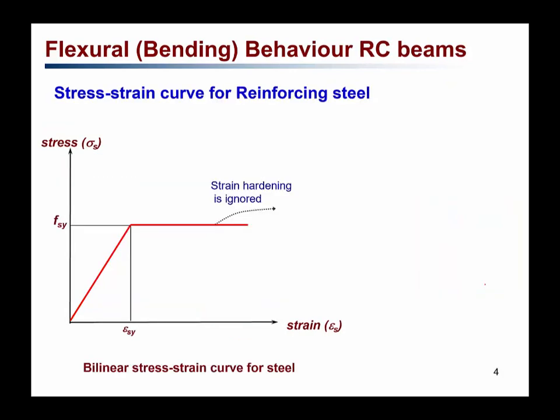Now, if we look into the stress-strain curve for steel, we know that it will be bilinear as shown here. Here we are ignoring the strain hardening part because we do not know exactly where the strain hardening starts, and we cannot rely on the strength gain due to strain hardening as well. So we will be treating the steel as a bilinear stress-strain curve for reinforced concrete design purposes. The important parameters for steel are the yield strength, fsy, and the corresponding strain in steel, called the yield strain.